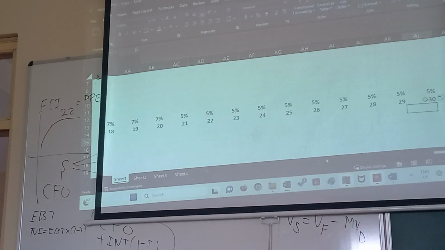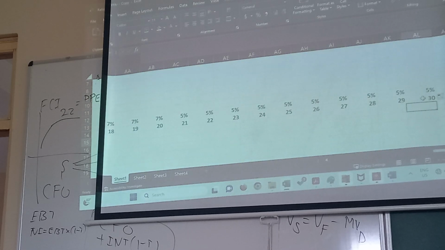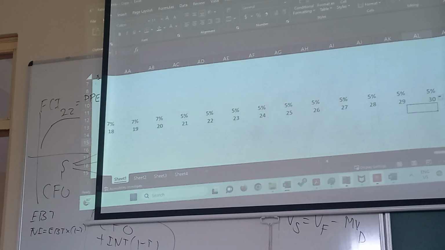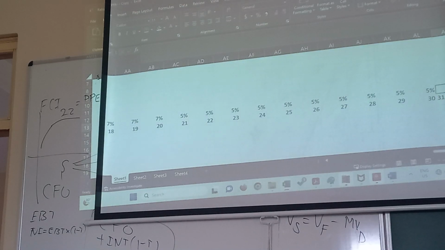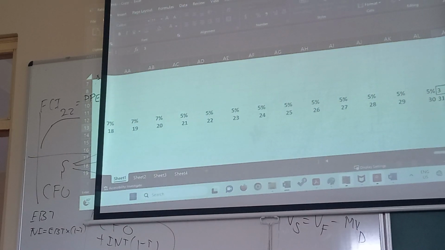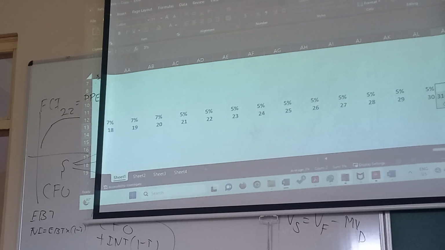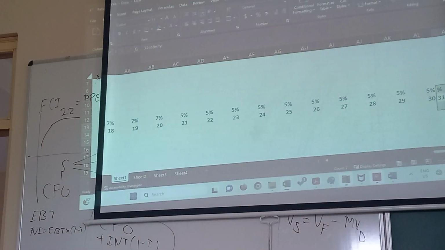So guys, does the cash flow end after 30 years? You have 31 to infinity, right? How will you find the value of that? 3%, that's the growth rate. So it will be 3%. My question is, how will you find the value of this free cash flow from year 31 onwards?